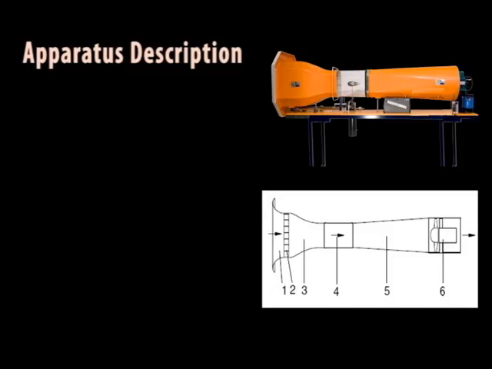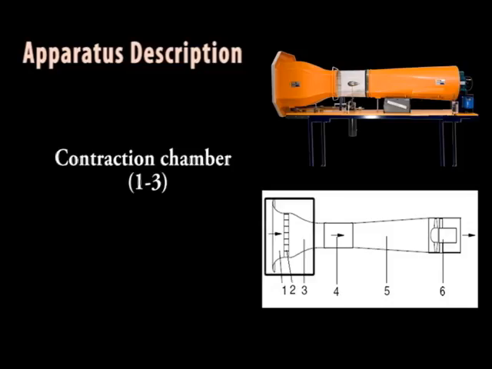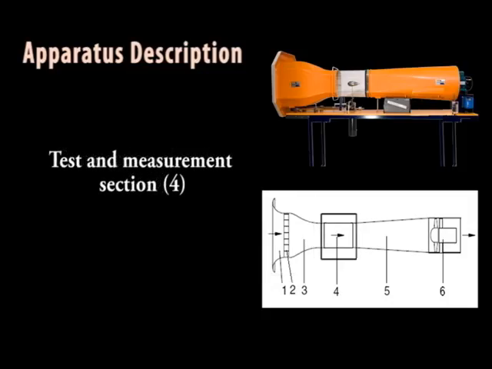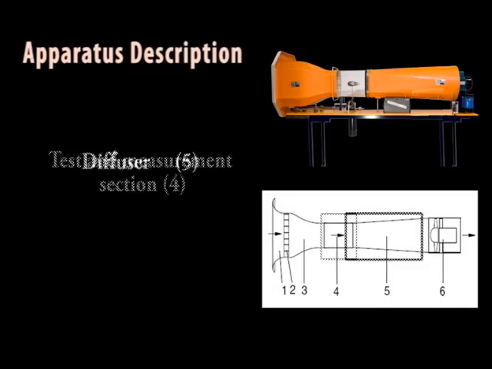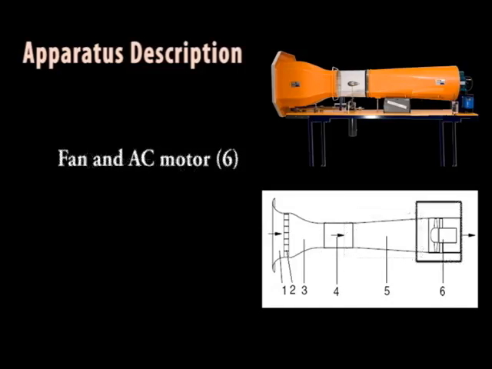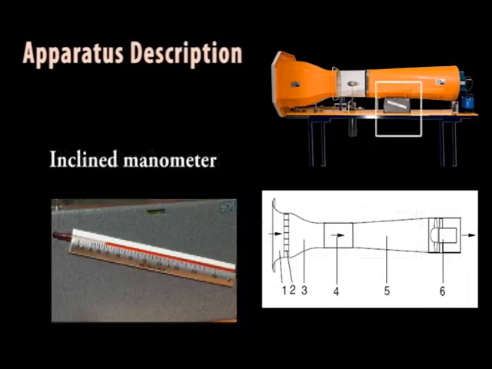The wind tunnel essentially consists of the following: a contraction cone chamber that includes an aluminum honeycomb flow straightener, a test and measurement section, a diffuser, a fan and AC motor, an inclined manometer calibrated to indicate the airspeed in meters per second.